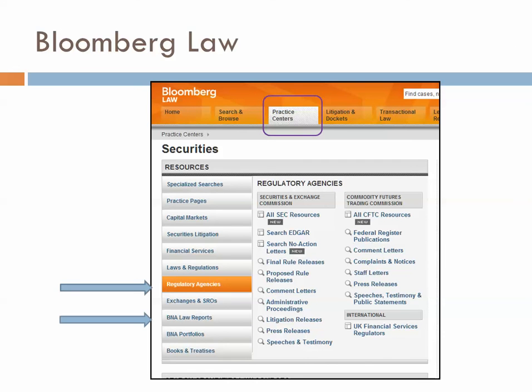On Bloomberg Law, one of the easiest ways to get into regulatory materials is by using the practice centers. Here I've gone in and chosen the Securities Law Practice Center, and I've highlighted a couple of the resources that would be available in this practice center on Bloomberg Law. One of them I clicked into was regulatory agencies, which is what I had opened up on the right, and you can see there they have administrative proceedings and comment letters, so there are different things that would be available by clicking on that regulatory agencies tab. The other materials they have would be the BNA materials we were talking about earlier.